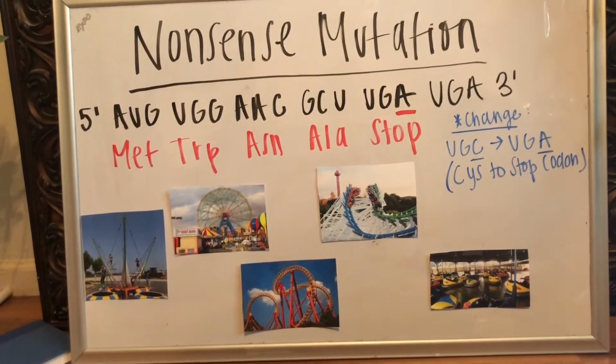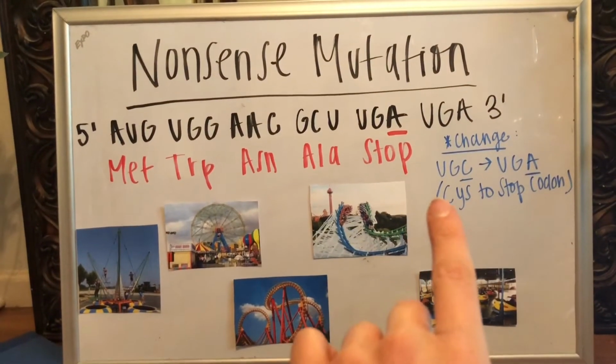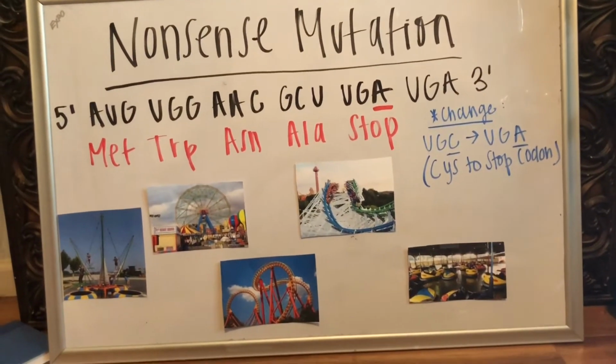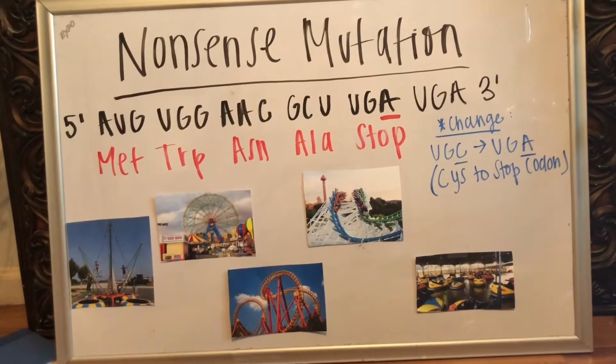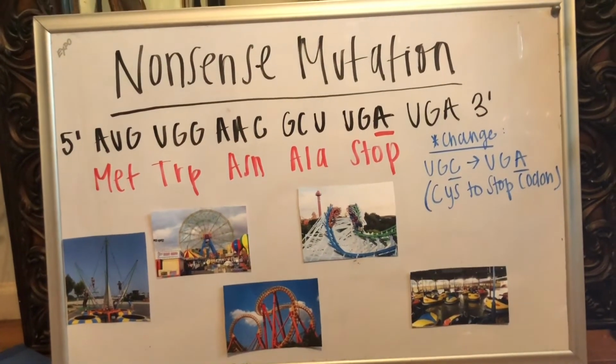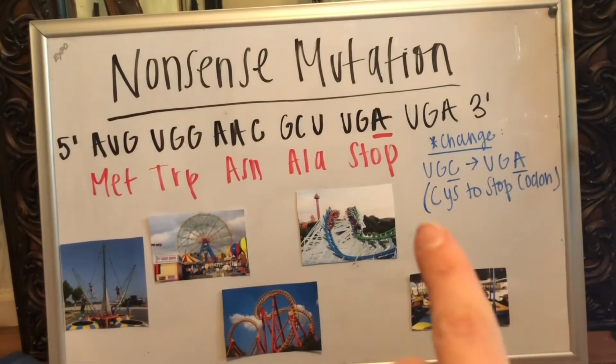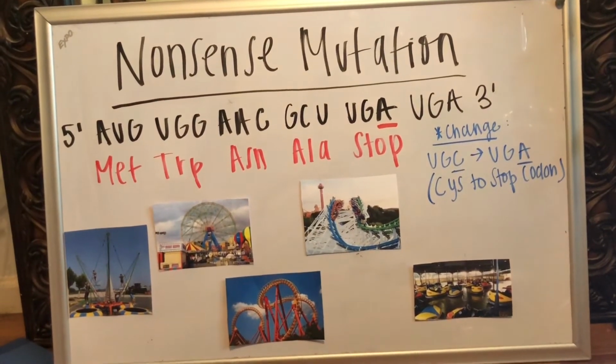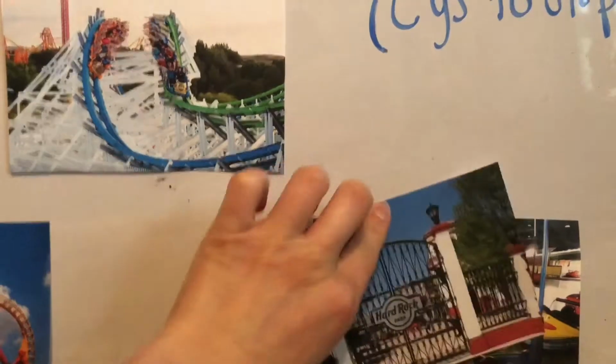This substitution, as you can see here, we went from UGC to UGA, resulted in a transversion, pyrimidine to purine, as the nucleotide base A was substituted for C, changing the amino acid sequence from Cys to a stop codon. So our Cys becomes the gates, our stop as you leave.